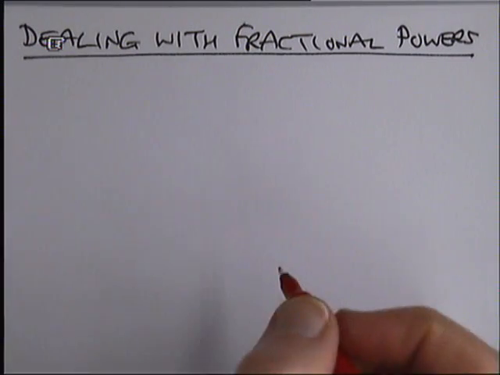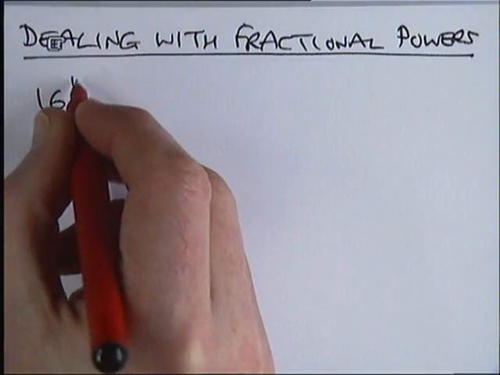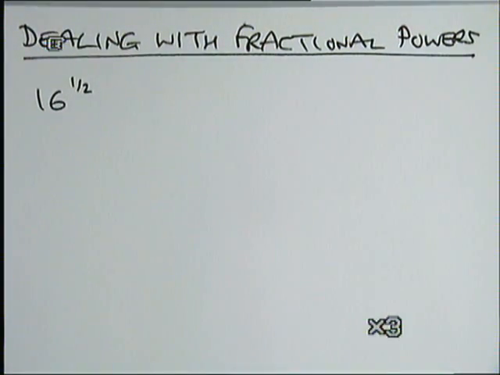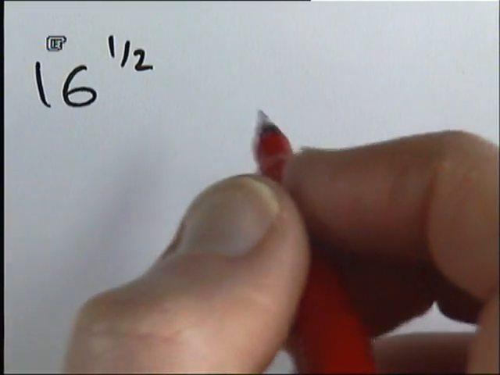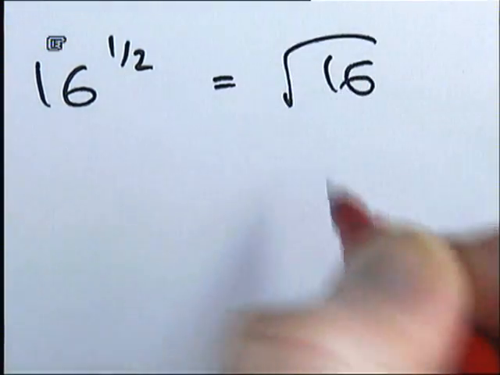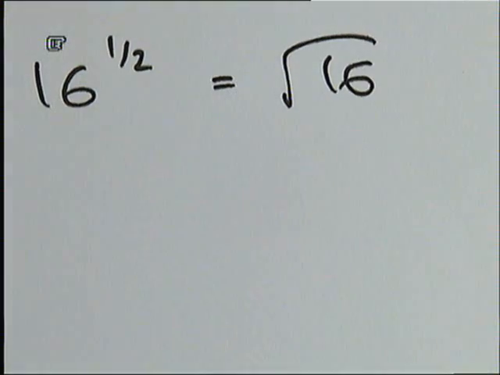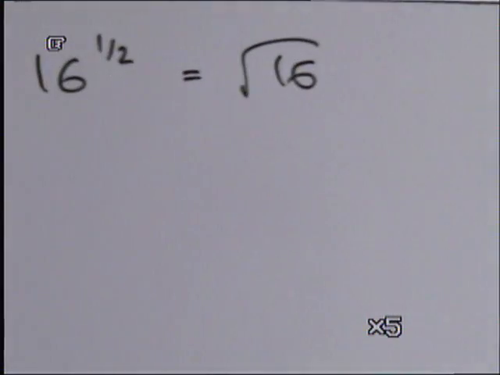In this video I'm going to show you how to deal with fractional powers. As an example, something like 16 to the power of a half. The power on that number is a fraction. There are certain things you just need to learn. The power of a half is the same as square root. So 16 to the power of a half is the same as the square root of 16.